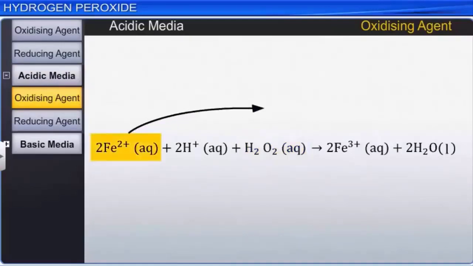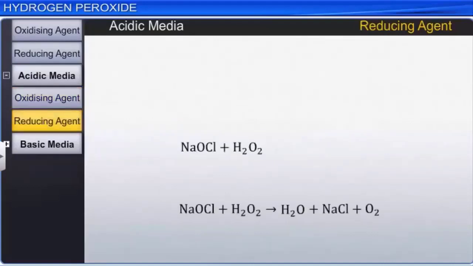As a reducing agent, it reacts with sodium hypochlorite and yields water, sodium chloride, salt, and oxygen. This reaction is also used in laboratories to prepare oxygen.